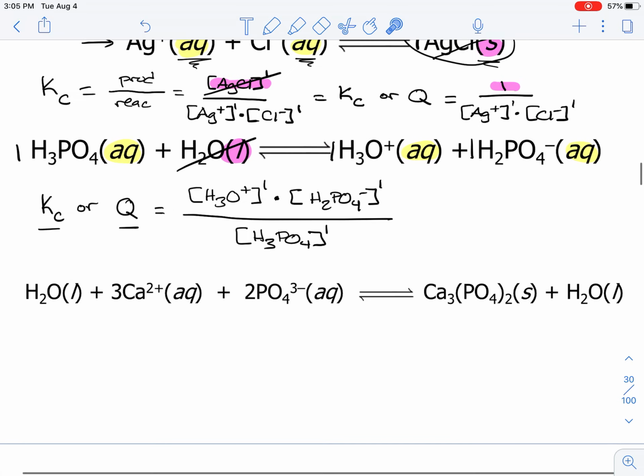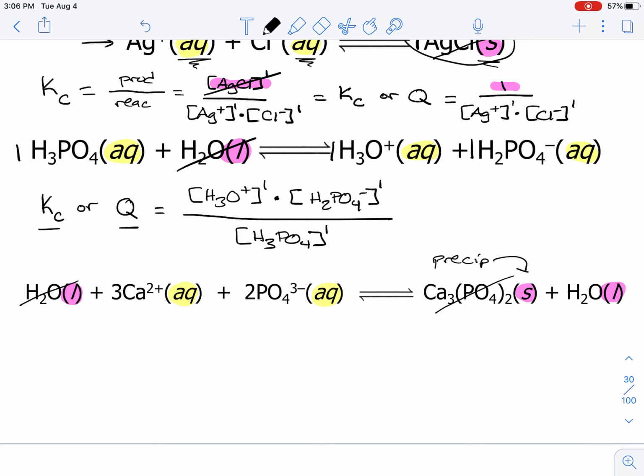All right, so here we have our last example. I'm going to go ahead and highlight in yellow things that I'm going to incorporate in my mass action expression, which is calcium, phosphate, and in pink I'm going to highlight the substances that I'm going to exclude from my mass action expression. And so here in this case, I'm going to exclude water, calcium phosphate, which is a precipitate. Okay, so a precipitate gets the designation of solid. And once again, I have water.